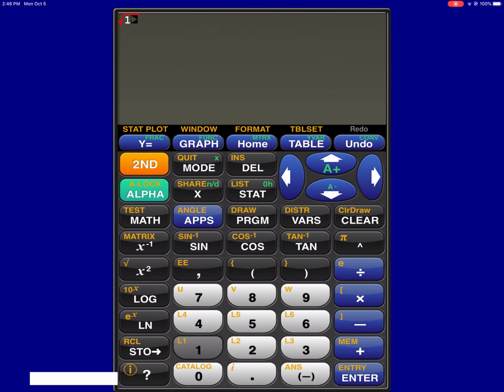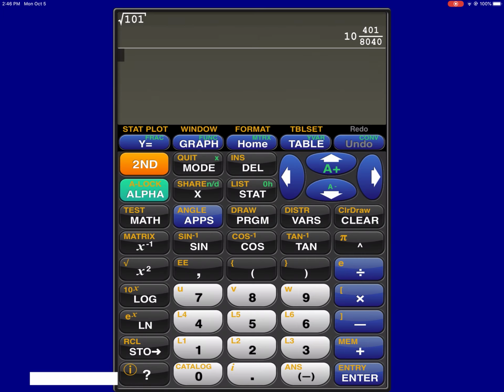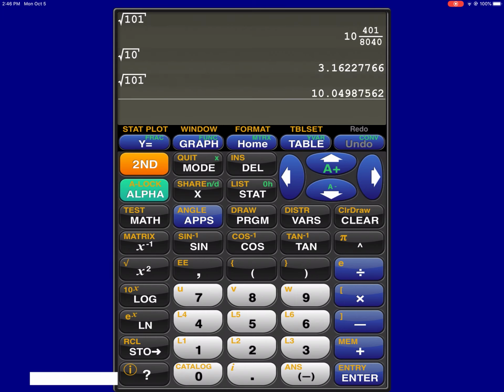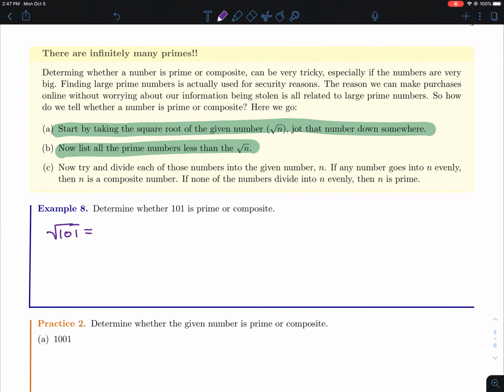So I know the square root of 101 is 10 something. Nope, that's not what I want. Let's put it in decimal form. Oh, jeez, getting worse and worse here. There we go, 10.049. In this case, we're only worried about the whole number part of it. So I'm going to jot down that it's approximately 10.04.